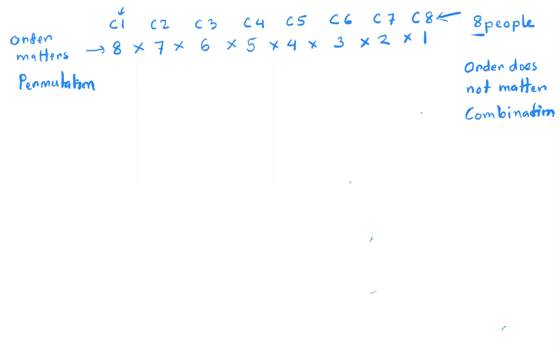Oh, by the way, this should ring a bell. 8 times 7 times 6 times 5 times 4 times 3 times 2 times 1, which is nothing but what? 8 factorial. So 8 people can occupy 8 chairs where order matters in 8 factorial ways. Now I'm going to come up with the same number, but using the formula. And I'll do the same thing for combination, where order doesn't matter, there is only one way of doing it.